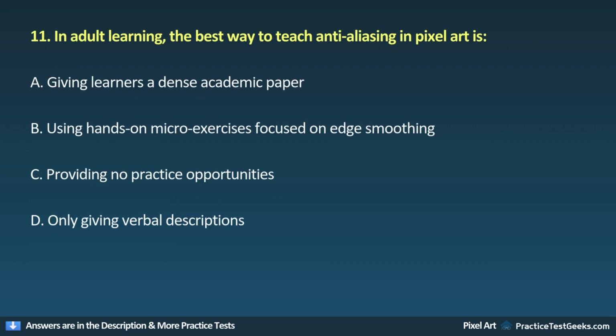11. In adult learning, the best way to teach anti-aliasing in pixel art is A. Giving learners a dense academic paper. B. Using hands-on micro-exercises focused on edge smoothing. C. Providing no practice opportunities. D. Only giving verbal descriptions.